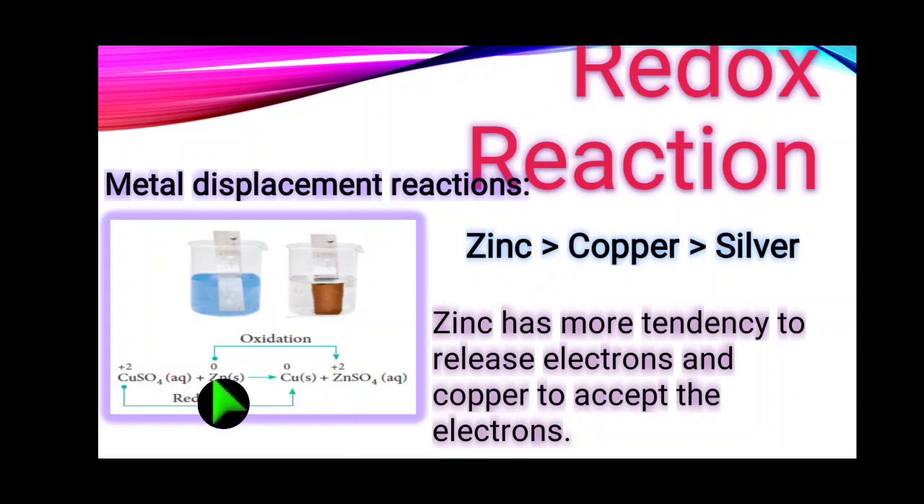So in this equation we can find it: zinc tends to zinc 2+, 2 electrons are released. The released 2 electrons are received by copper. Here +2 means it already lost 2 electrons; it receives the 2 electrons from the zinc, and the copper tends to 0. That's why the statement is written: zinc has more tendency to release electrons and copper to accept the electrons.